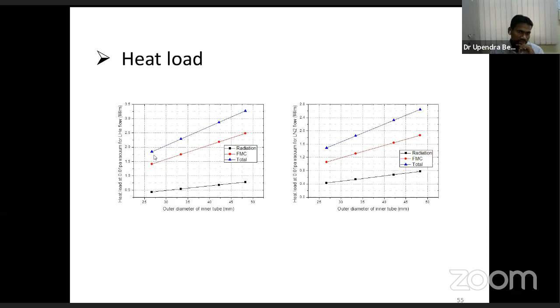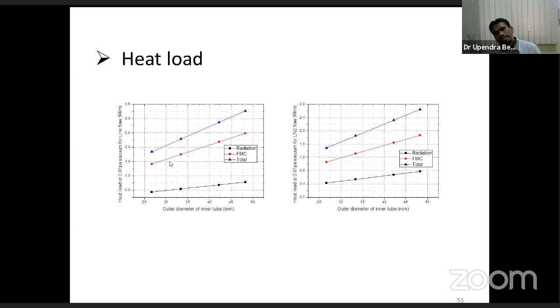This shows that when the tube diameter is increasing, your heat load is also increasing, and with the reduced diameter, the heat load is minimizing. So one has to optimize the diameter of the tube, and this is the value I got for the 26 mm diameter tube, for 20 liters per minute of flow. This is for liquid helium flow, and this is for liquid nitrogen flow.